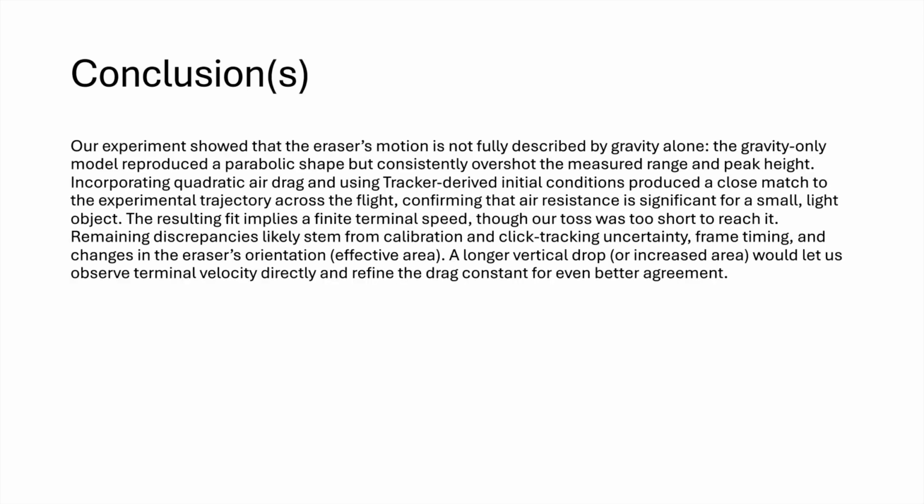So, conclusion: our experiment showed that the eraser's motion is not fully described by gravity alone. The gravity-alone model reproduced a parabolic shape, but consistently overshot the measured range and peak height. Incorporating quadratic air resistance and using Tracker-derived initial conditions produced a close match to the experimental trajectory across the flight, confirming that air resistance is significant for a small, light object. The resulting fit implies a finite terminal speed, though our toss was too short to reach it.